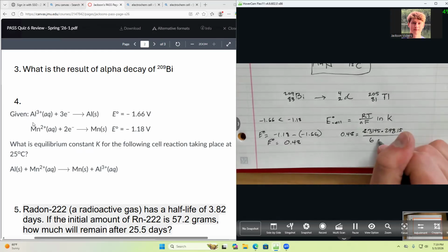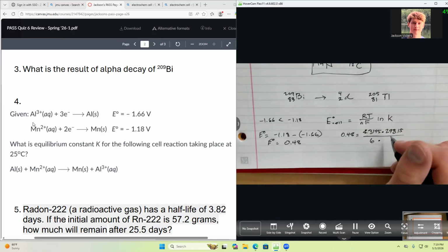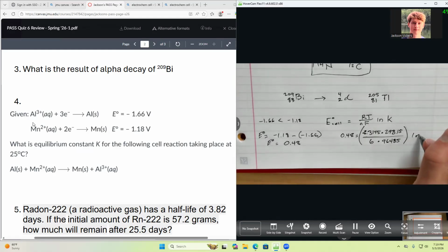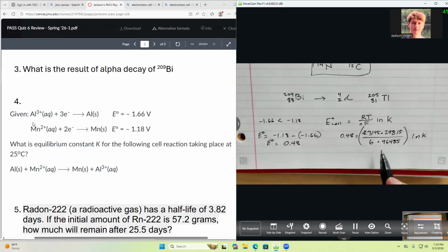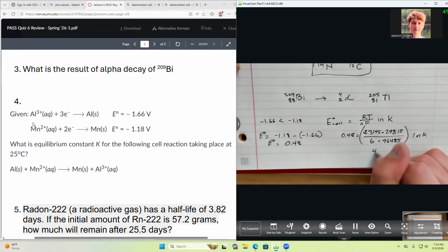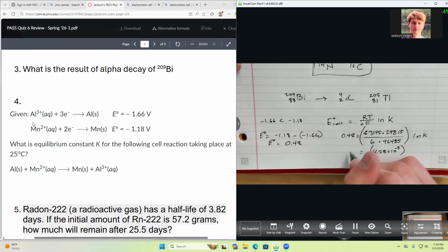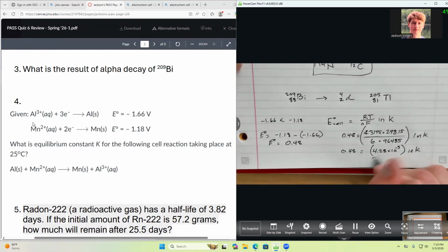And then Faraday's constant is 96,485. So we're going to put this into one big bracket. And this ends up being 4.28 times 10 to the negative 3. And if that's being multiplied by ln K, then we're going to divide this on both sides.